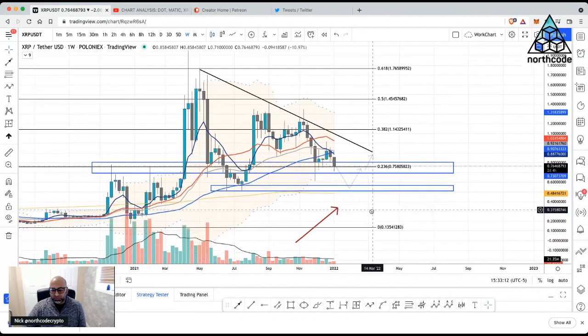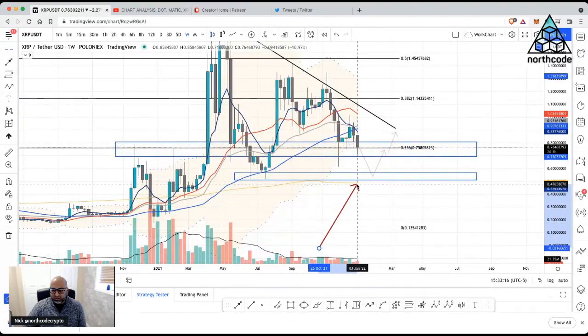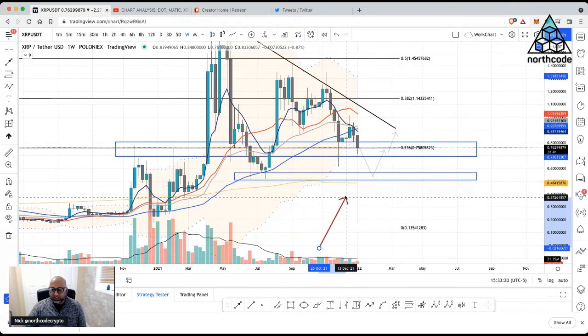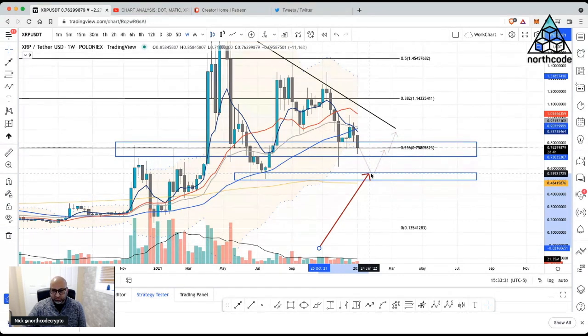Now, the other thing I just want to make note of with these levels is that this level that I drew here, you can see that the 200 is sitting just tucked in underneath here at about 48 cents. So you can see how important this level is in the 50 to 55 cent range. So we're going to have to just wait and see from a weekly perspective how this is going to play out.